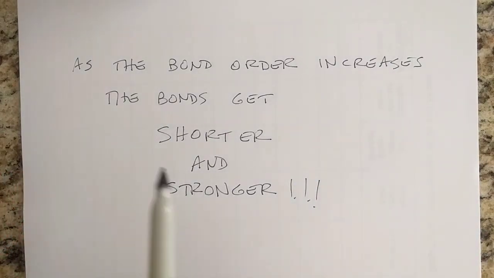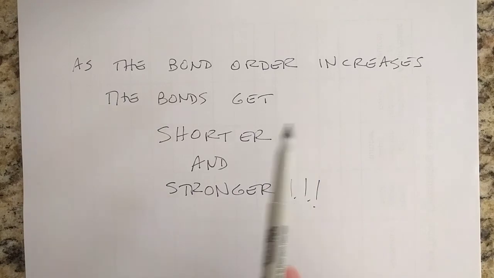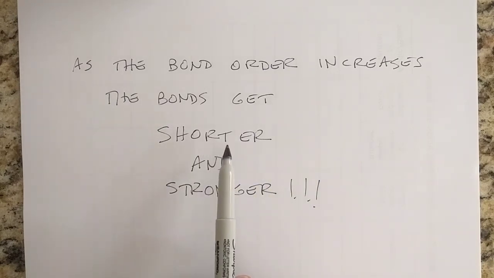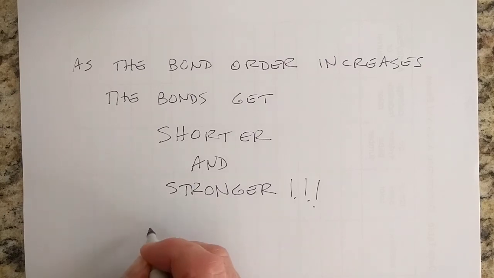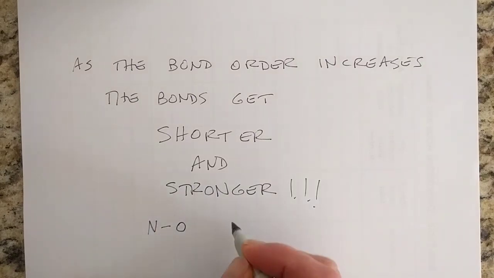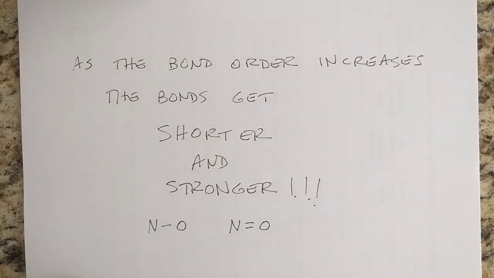So as we go from single to double to triple, the bond length goes down, the distance between the nuclei goes down, and the energy required to break the bond goes up. Our bonds get stronger. Now, to make this comparison, we have to have the same atoms on either side of the bond, but we could say this trend for a nitrogen-oxygen single bond or a nitrogen-oxygen double bond.